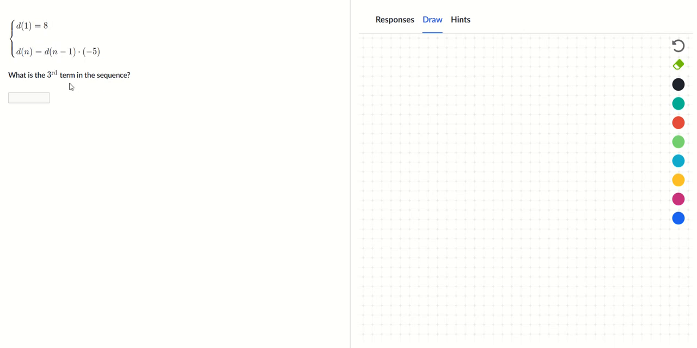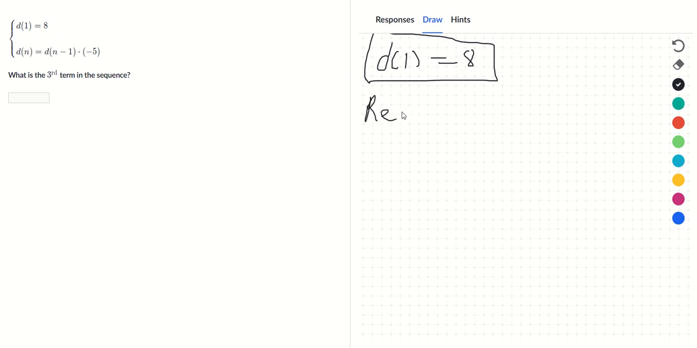All right, let's take a look at this one. We're gonna have two more problems. So here we have the first problem, d of 1 equals 8. Okay, very explicit. D of 1 equals 8. We're gonna use this. Okay, we're gonna do substitution here. And they tell you d of n equals d of n minus 1 times negative 5. Now they're asking, what is the third term in the sequence? Well, this is recursive. This is a recursive series.